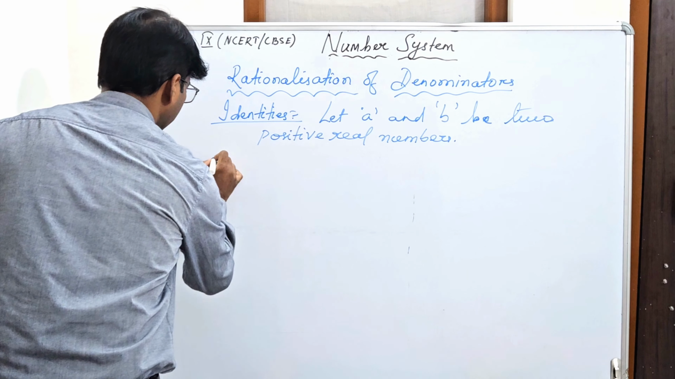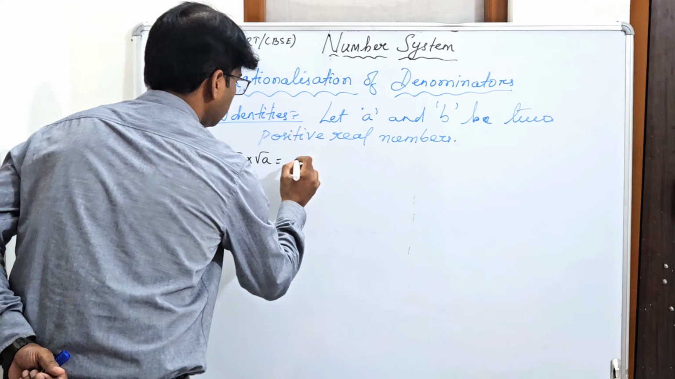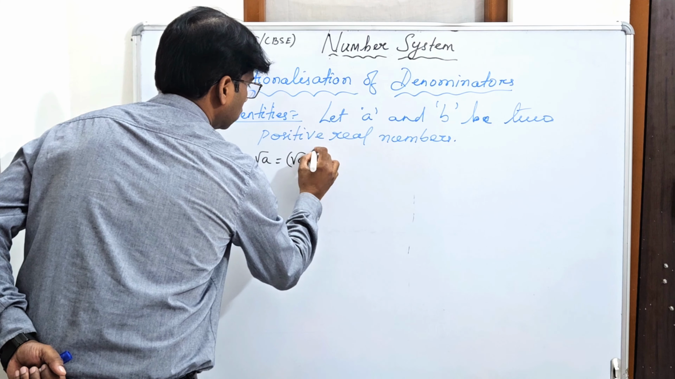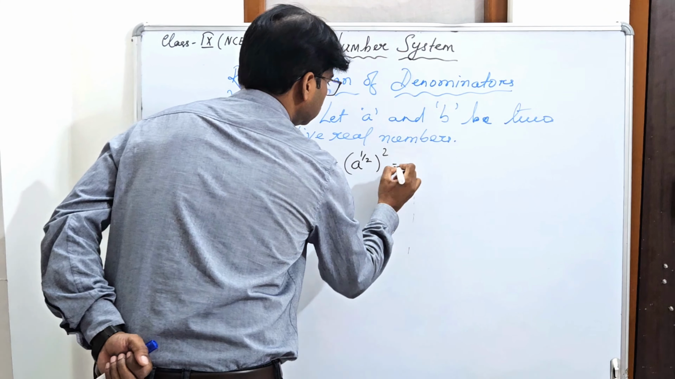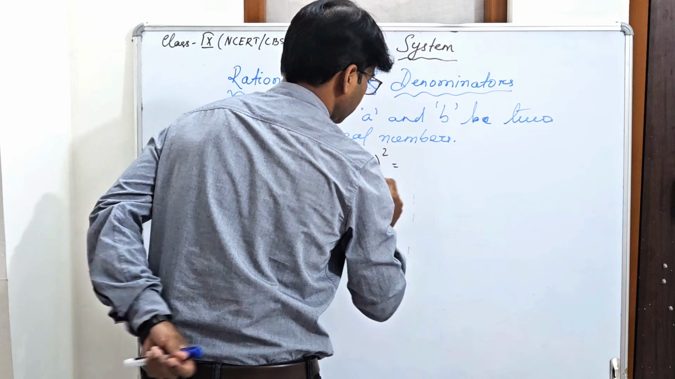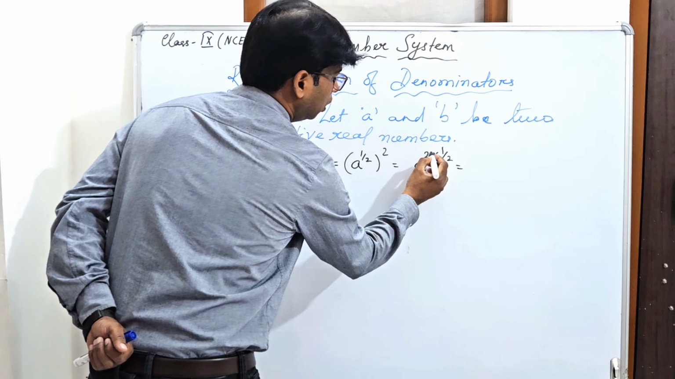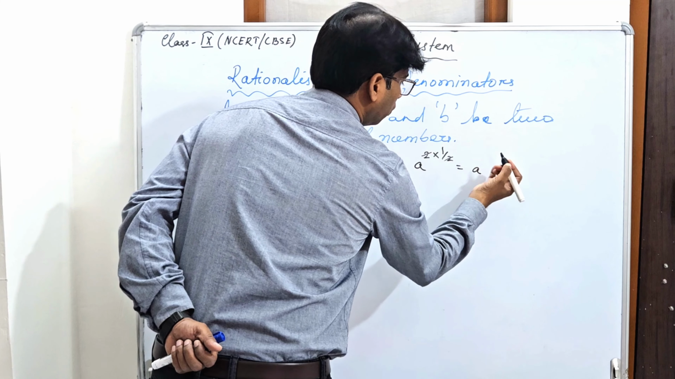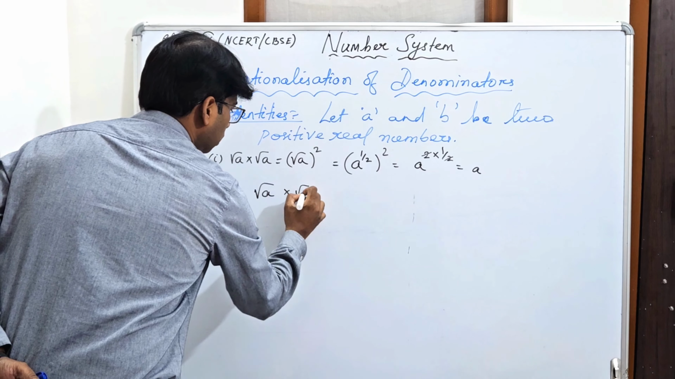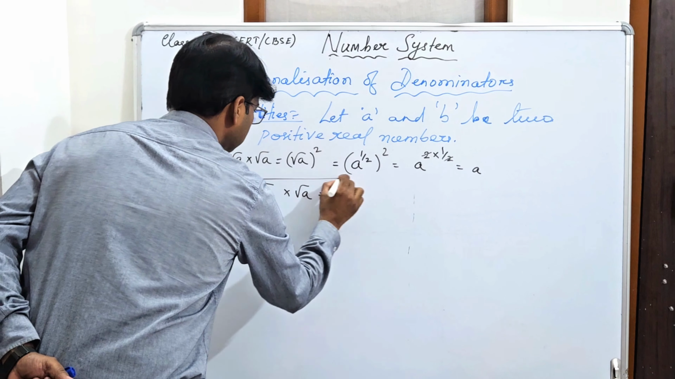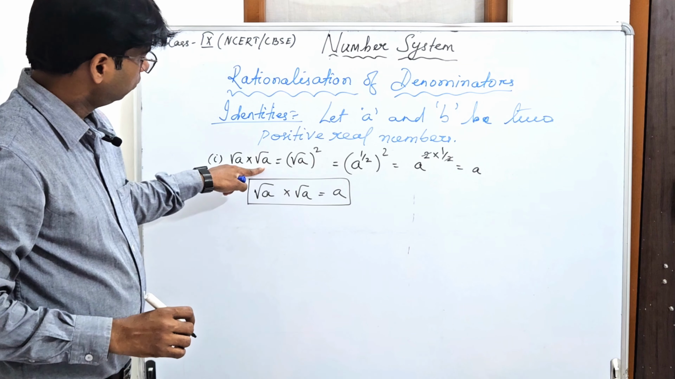The first one is what? Root a into root a is equal to how much? Root a whole square. That means a to the power 1 by 2 whole to the power 2. If you use the laws of exponents, it will be a to the power 2 into 1 by 2, and you see 2 gets cancelled and it will be a to the power 1, or simply a. That means you can remember this much: root a into root a, I will be getting a.